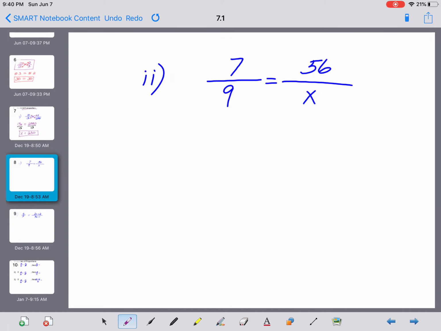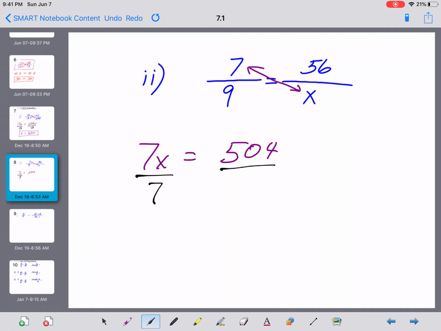Okay, in this case, the x is now on the bottom right, but again, I always like to put my x first, so we'll start with this one. 7 times x is going to get us 7x, and the 9 times 56, let's go to our calculators, I think we would probably need to do right there, and get a 504. Those two cross products are equal to each other, and now to get x alone, we would just divide both sides by 7. And that's going to get us x equals 504 divided by 7 is going to be 72.